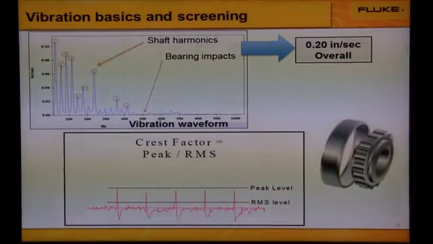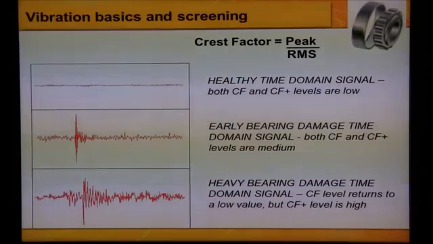See the graph at the bottom. In an effort to better identify early signs of bearing damage, some analysts began using Crest Factor, which is the ratio of peak over RMS of a time domain. RMS is root mean squared. Crest Factor is very good for identifying early signs of bearing wear.